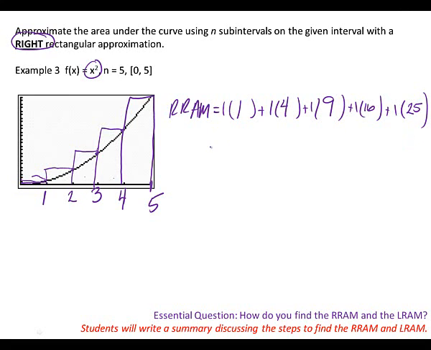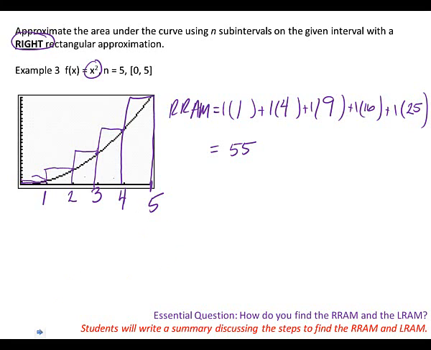All right, we got to add those up. So you got 1 plus 4 plus 9 plus 16 plus 25. We get 55. Very, very different than the 30 we got before, right? So this one, notice it was kind of over the top. The other one was underneath. So likely the actual answer is between 30 and 55. Those are just estimates. Okay.